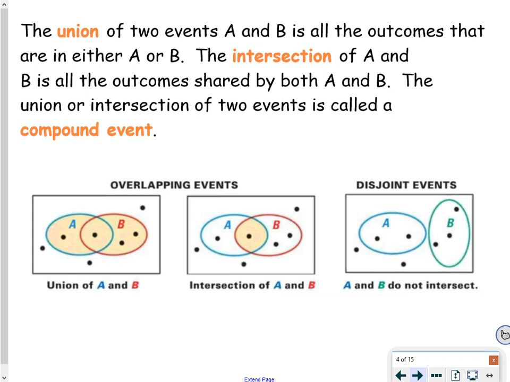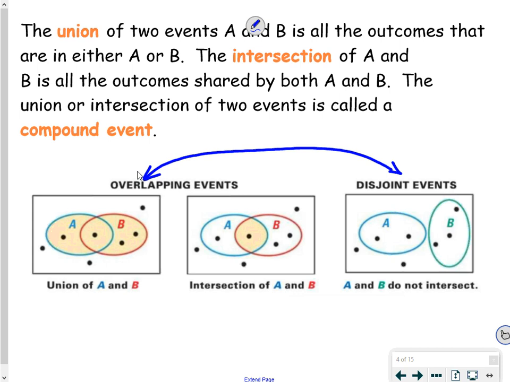The union of two events is all the outcomes that are either an A or B. Now what we have to take into consideration is some events are what are called overlapping events, and then other events are called disjoint events. Overlapping events means A and B can happen at the same time. Disjoint events means events A and B cannot happen at the same time.